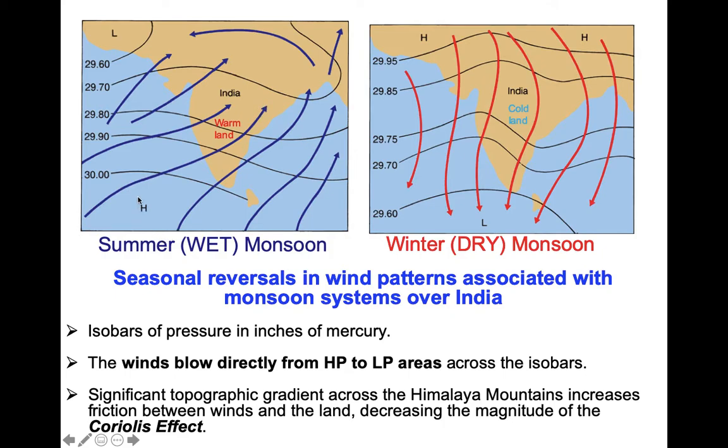This is the case because the winds always blow directly from high pressure systems to low pressure systems. So this wet monsoon, summer monsoon, brings lots of moisture and dumps lots of rain over the Indian subcontinent. And the Indian culture is dependent on this wet summer monsoon in terms of its agriculture.